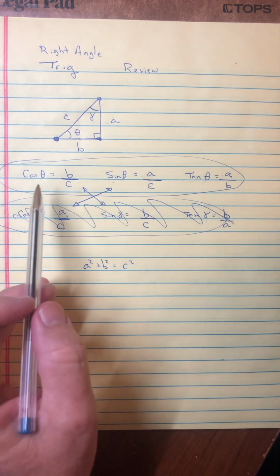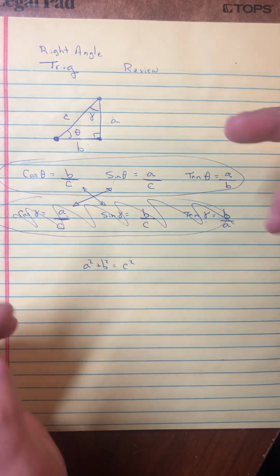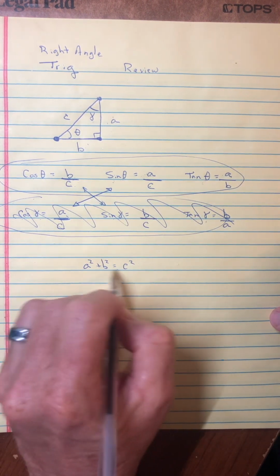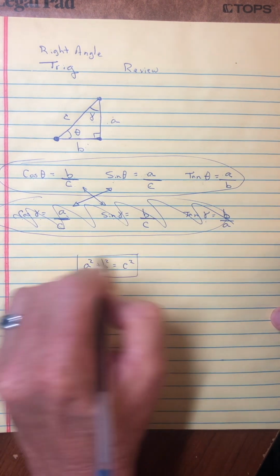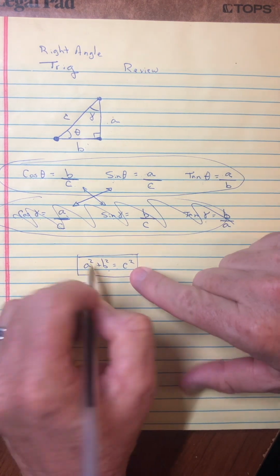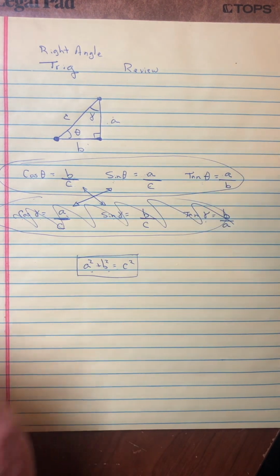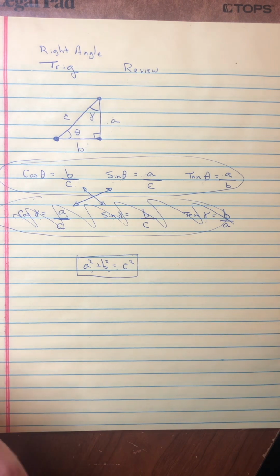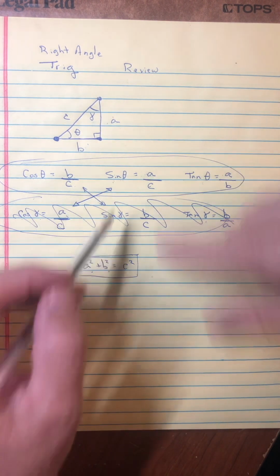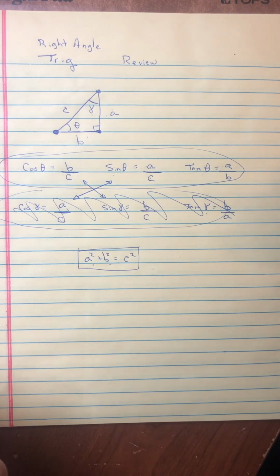So technically, you could say that I could use any of these trig functions once I know two of the sides. Because if I know any two, then I could use the Pythagorean theorem to get the third. And now when I know three, I can use any one of these to get the angle. And that's kind of how we did that problem. But it's this connection that I wanted you to see.